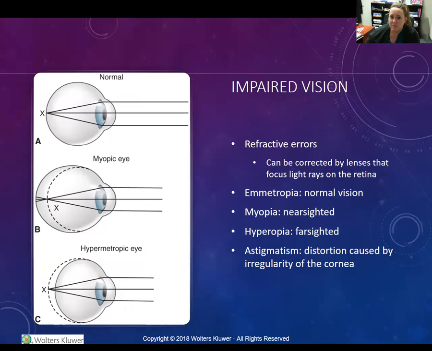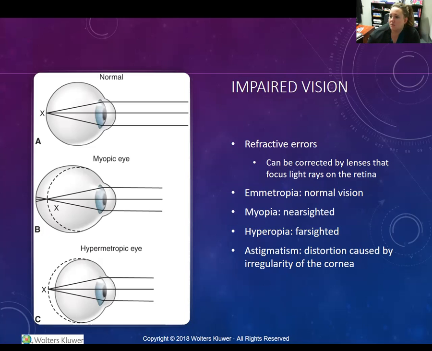And what are some different types of impaired vision? We kind of talked about near and far vision earlier. So in refractive errors, vision is impaired because we have a shortened or elongated eyeball, and this prevents light rays from focusing sharply on the retina. So if your eye is shorter or longer, then the retina is not able to focus those light rays quite like it normally would.